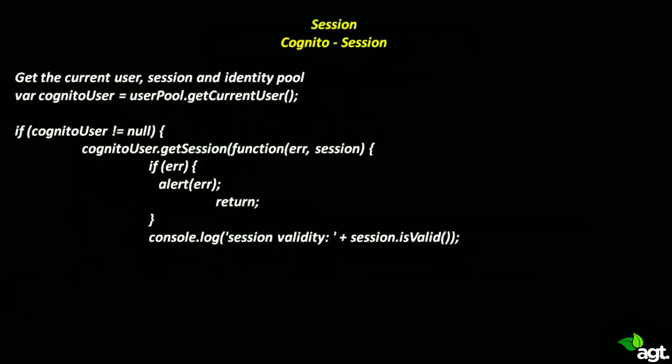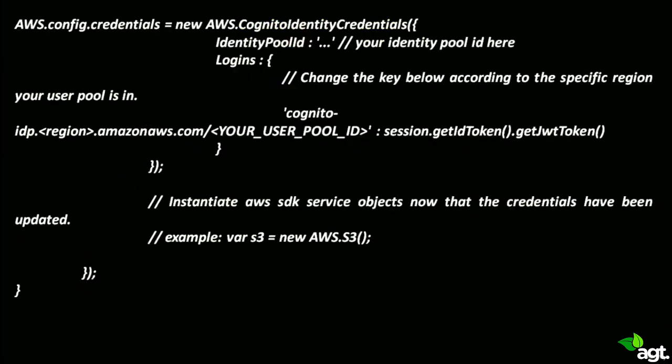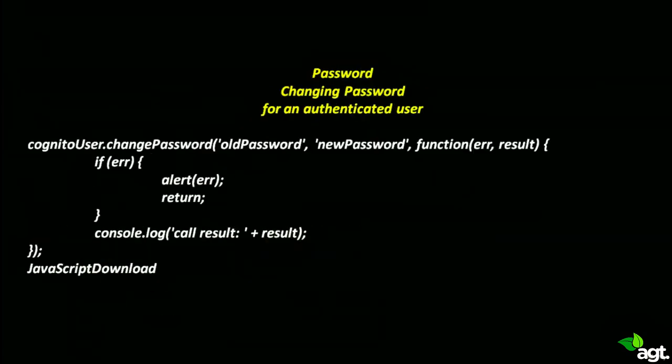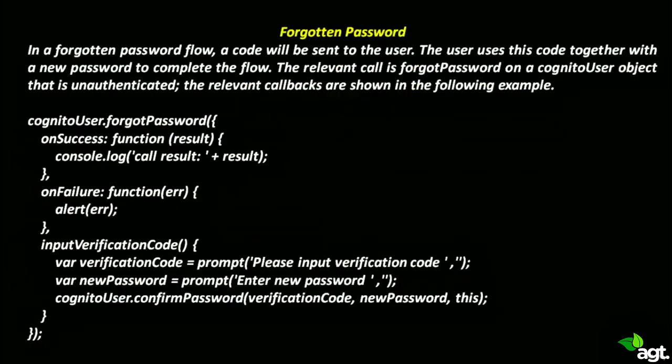And what about the session mode of the code? How to get the current user and the session and identity pool. That process code has been mentioned here, and how to get a session for the current user and reference credentials, I have given the code here. Then the password, and how to change the password, the process of the code. And for a forgotten password, a code will be sent to the user, and the user uses this code together with a new password to complete this flow.